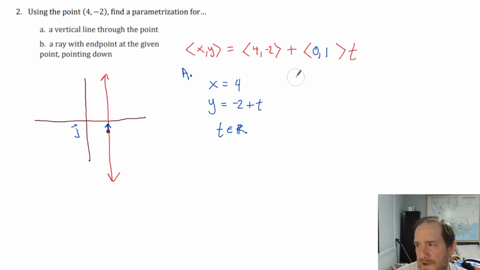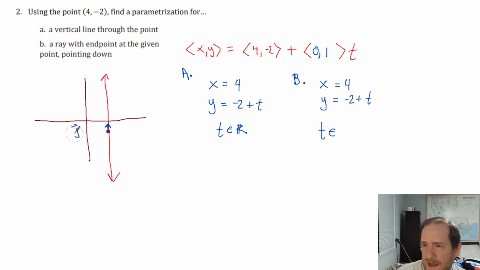And then part B is doing that super predictable thing where it says, hey, instead of the line, just give me a ray. So it says, let that thing be our endpoint, but point down. So a couple ways to do that. I still want the same parameterization. I don't need to change my equations in any way. I just changed the t values that are allowed again.